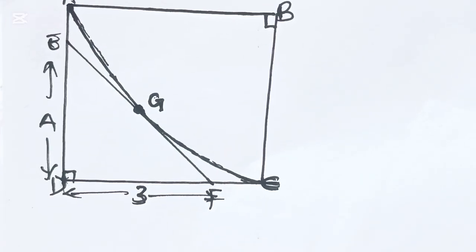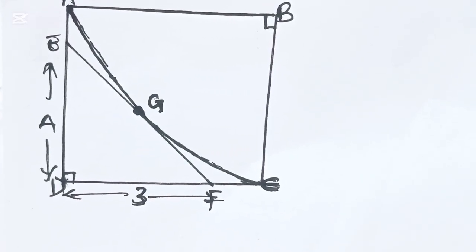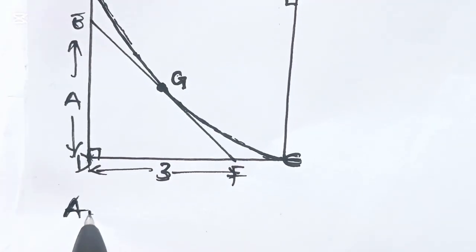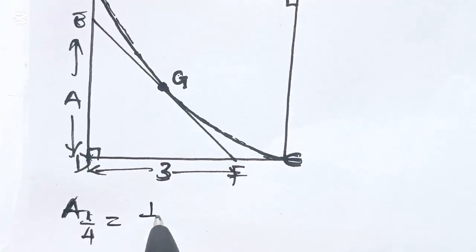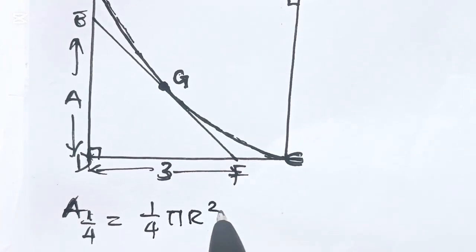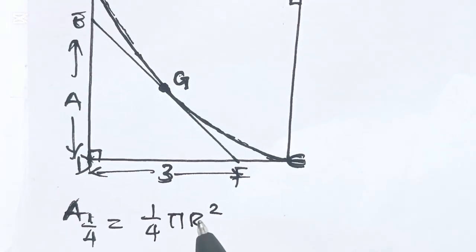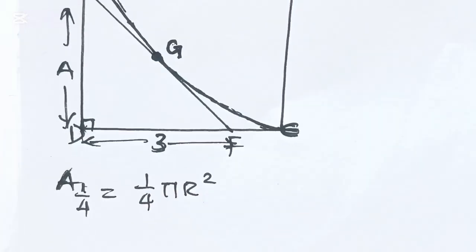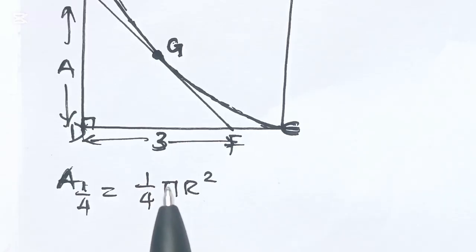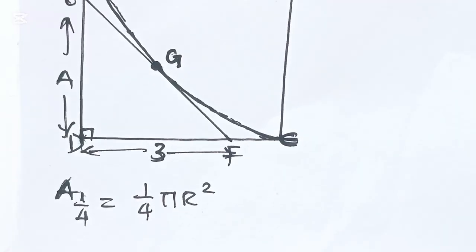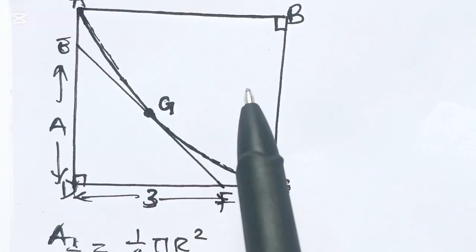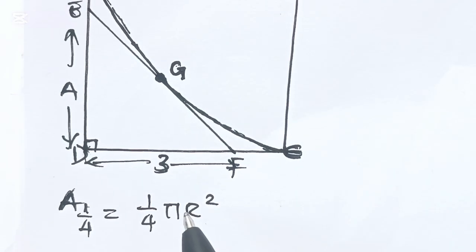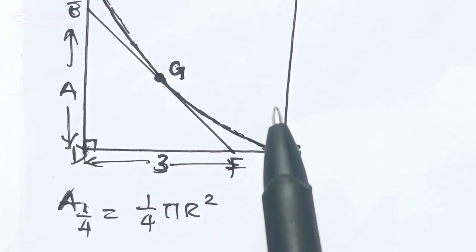First, we need to figure out the formula for finding the area of a quadrant. Now, area of a quadrant is equal to 1 over 4 pi r squared, where r is the radius of the quadrant, and pi is a constant. So we are actually looking for just r, because once we get the value of r, we will be able to find the area of the quadrant.